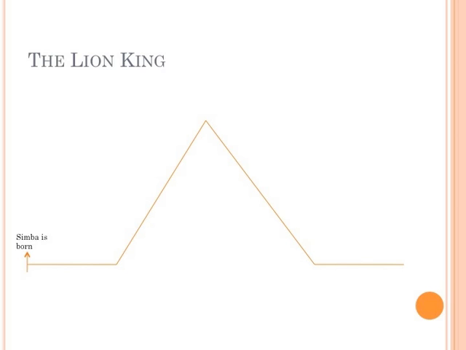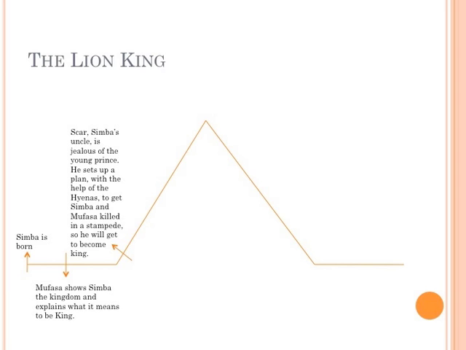In the introduction you have the birth of Simba, and then you have Mufasa showing Simba his kingdom and explaining what it means to be king. In your rising action, you have Scar, and this is when he begins to become jealous of the young Prince Simba. He sets up a plan with the help of the hyenas to get Simba and Mufasa killed in a stampede so that Scar will eventually be able to become king.